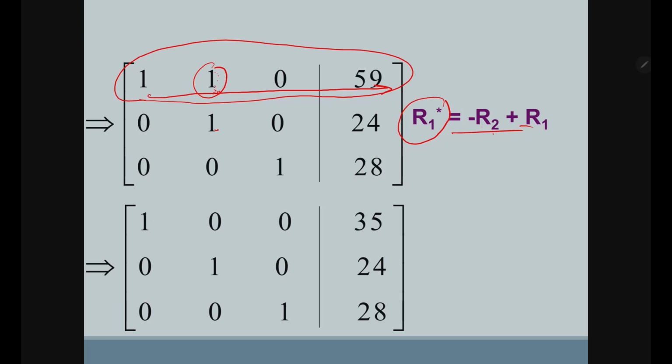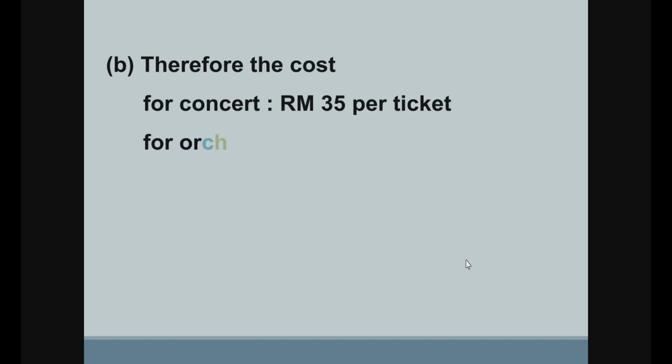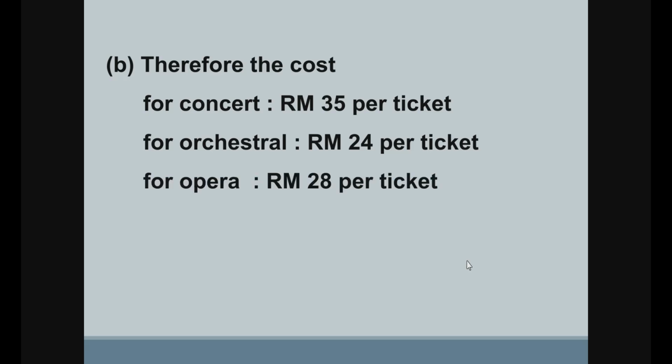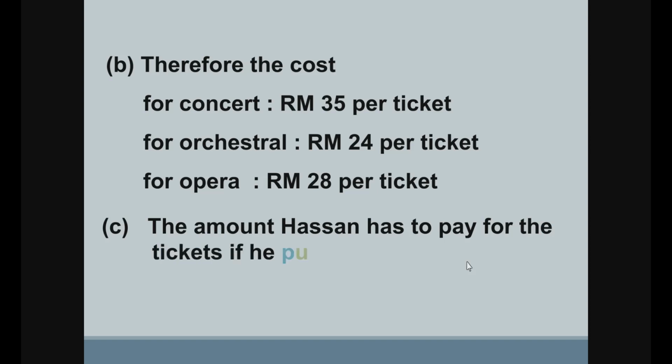So now we get the identity, right? 1 0 0 1 0 1 0 0 0. So we get the solution here, x equal to 35, y equal to 24, and z equal to 28. Therefore, the cost for concert is RM 35 per ticket, orchestral 24 per ticket, and the opera 28 per ticket.